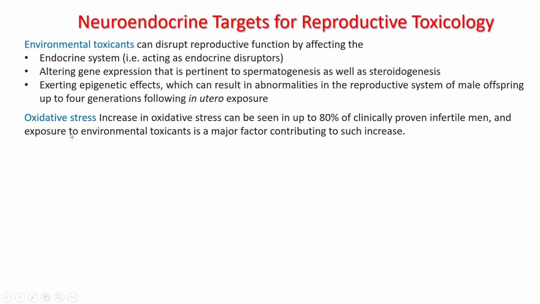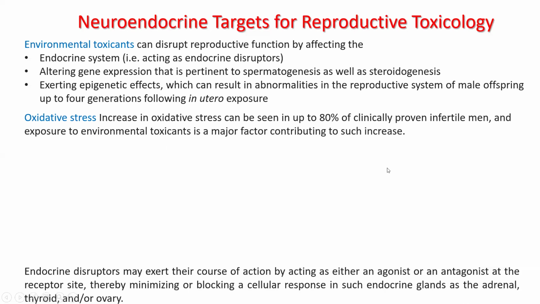Nowadays, oxidative stress plays a very important role, and changes in lifestyle are one of the factors for this oxidative stress. Many metal ions and environmental toxicants produce oxidative stress. It has been observed that oxidative stress can be seen in up to 80% of clinically proven infertile men, and exposure to environmental toxicants is a major factor contributing to such an increase. Nowadays, much research is going on related to the role of oxidative stress in various disorders and diseases.